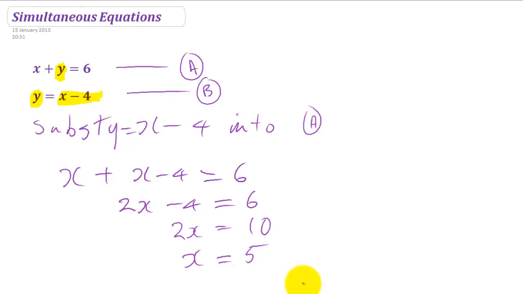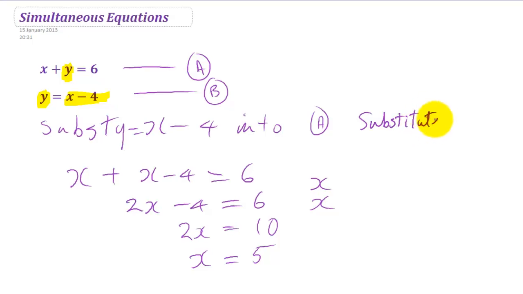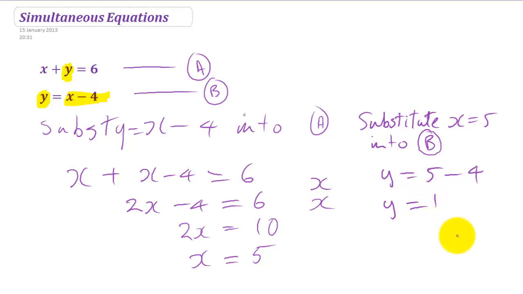So we found the x value. Now let's substitute. I'm going to write the whole word this time. x equals 5 into equation B. It makes much more sense because then we can find y straight off. So putting that into equation B, we get y equals 5 minus 4. 4 away from 5 gives me 1. So I've got my coordinates here: x equals 5, y equals 1.